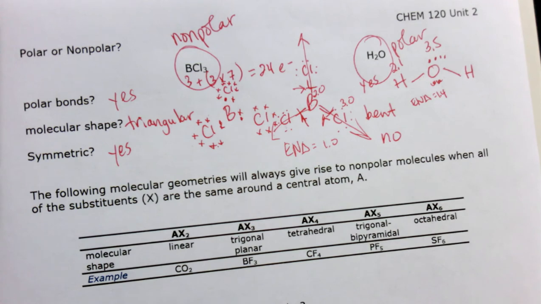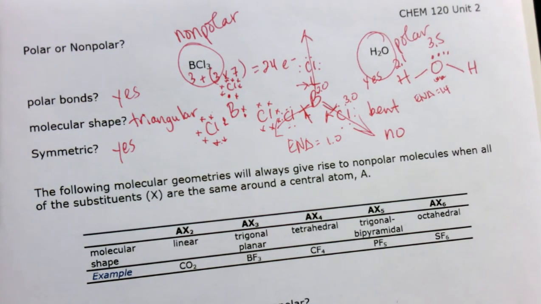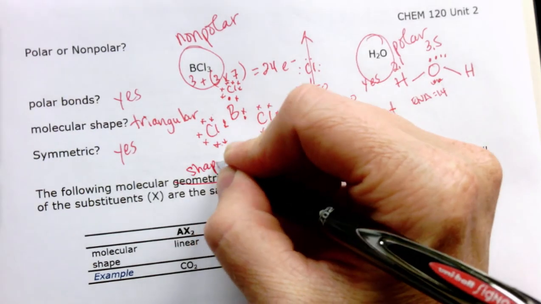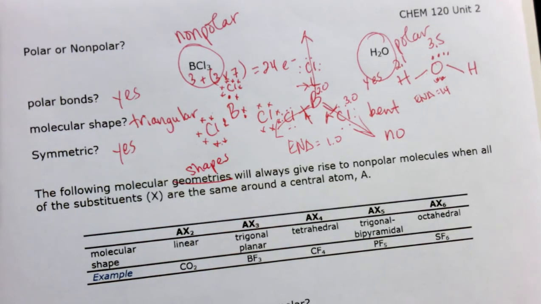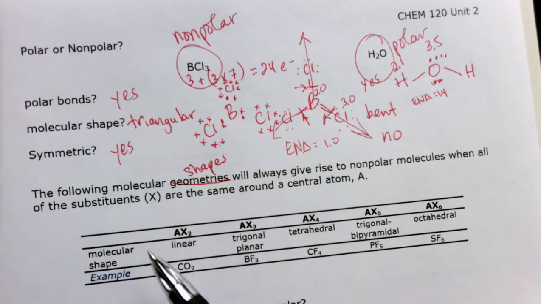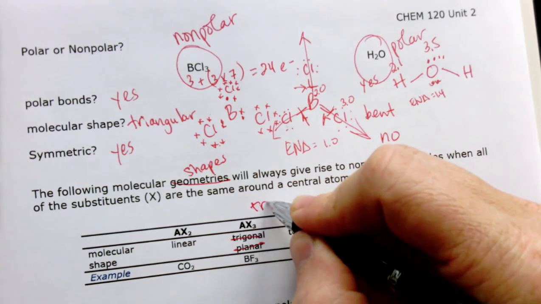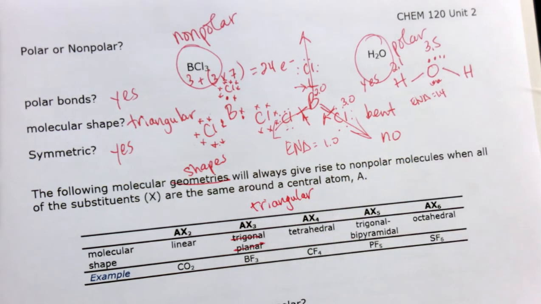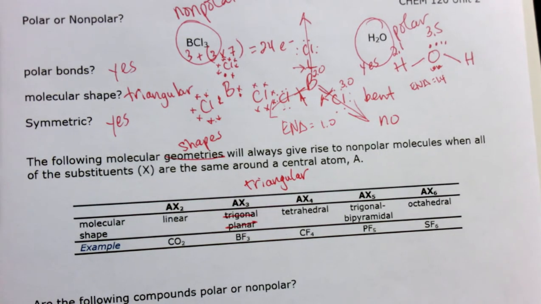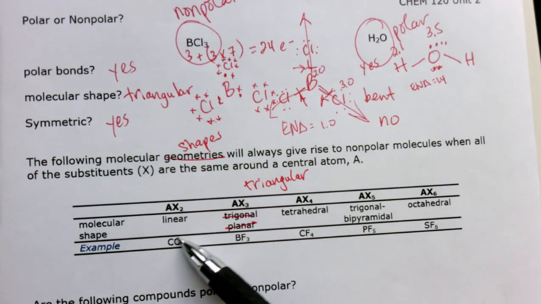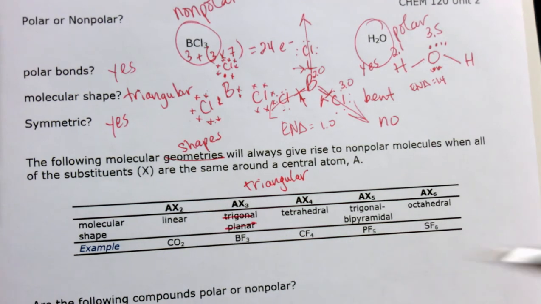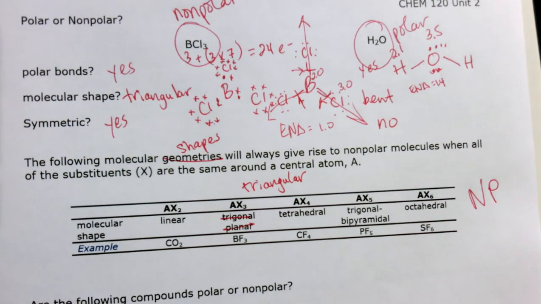Okay, so I gave you a table to kind of simplify things, because you might think, I don't know how I'm ever going to do this. The following molecular shapes will always give rise to nonpolar molecules when all of the substituents around the central atom, A, are the same. So molecular shape, this is what we saw with BCl3, and your book calls it triangular. So anytime you have these all the same, this is going to result in the molecules being nonpolar.